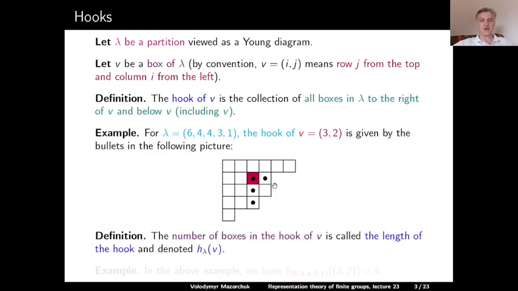The number of boxes in the hook of V is called the length of the hook and is denoted by h sub lambda of V. So in our particular example, the length of the hook for the box 3, 2 equals 4, because there are exactly 4 boxes in this hook.